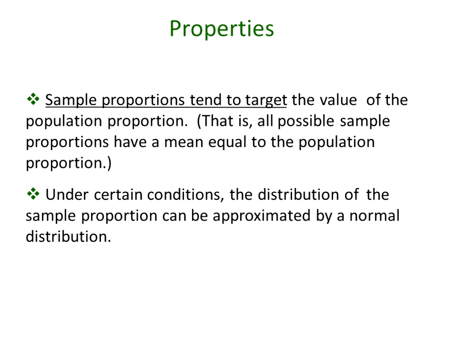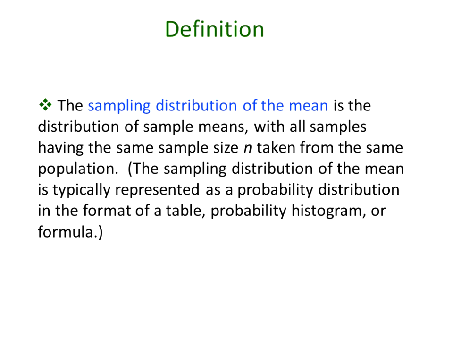So all possible sample proportions have a mean equal to the population proportion. So sample proportions are good estimators for what's happening in your population. And because of this, the distribution of sample proportions can be approximated by a normal distribution. Okay? All right, so basically we're just looking at the distribution of your sample statistics.